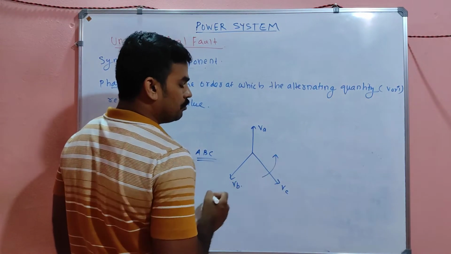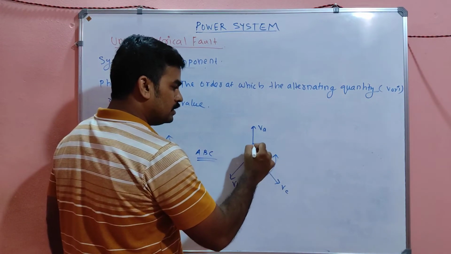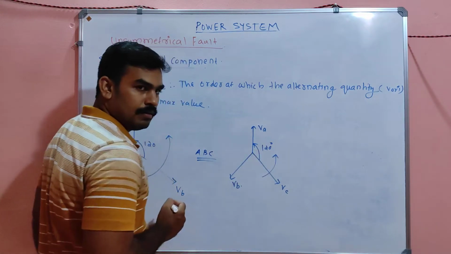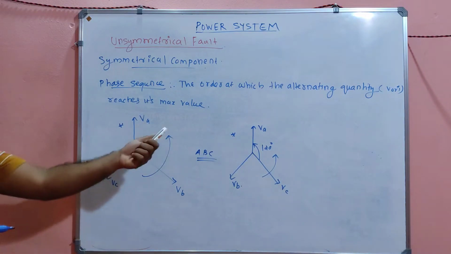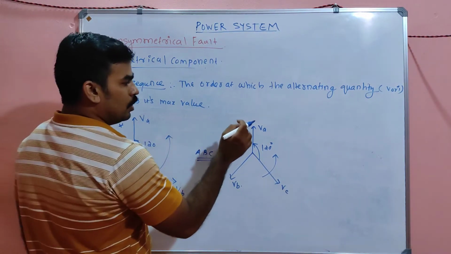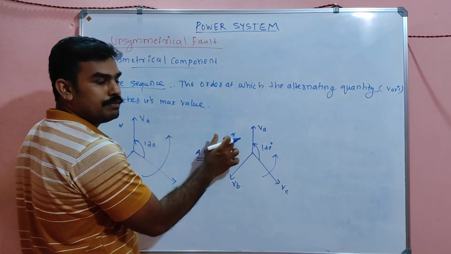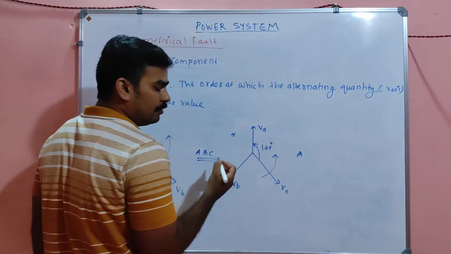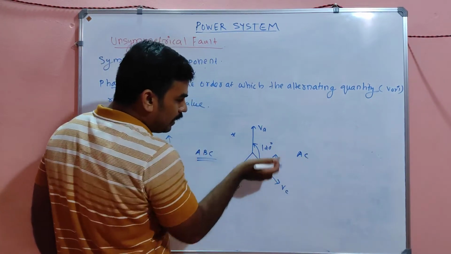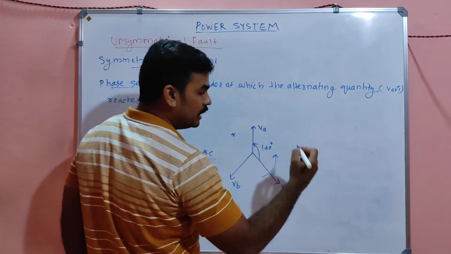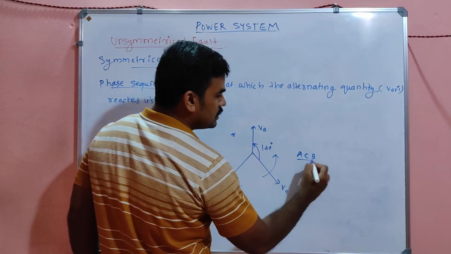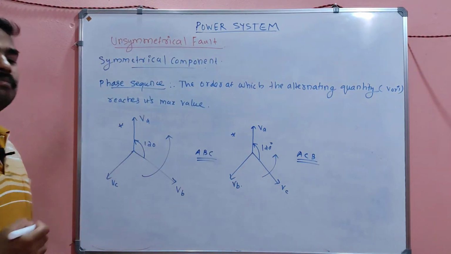Again anti-clockwise direction, and this is also 120-degree phase angle. Suppose I placed a stationary object here. Which phasor will hit the stationary object first? First A will hit, definitely. After that C will hit now. After that only B will hit if it is in anti-clockwise direction. So this is called the ACB phase sequence.